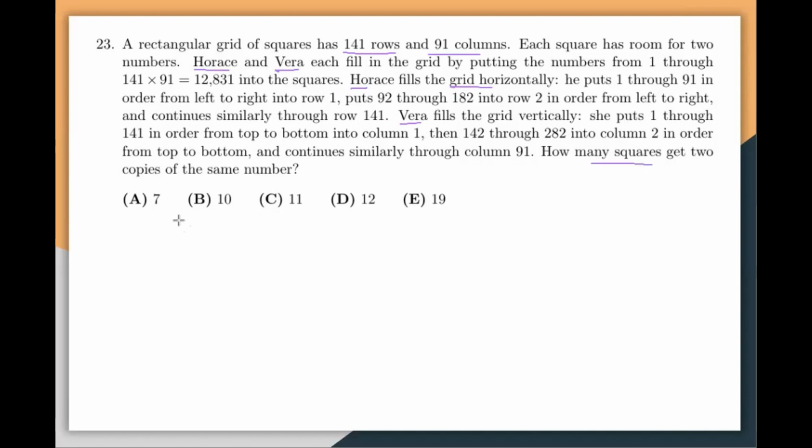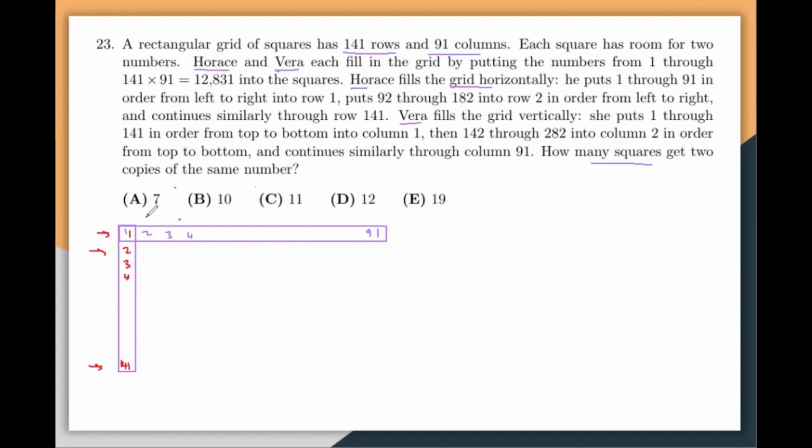Let me make this somehow visual. Let's say this is my first row, and this is my first column. We start with one number, say 1, 2, 3, 4, and we do this across 91 columns. The second person goes 1, 2, 3, 4, all the way to 141 rows. So we have 141 rows and 91 columns. When you complete it this way, this will be 1, 2, this will be 141, this will be 142, 143, and so on. So that's the whole story.